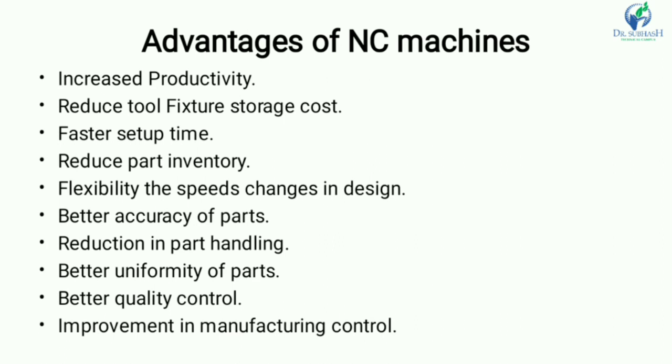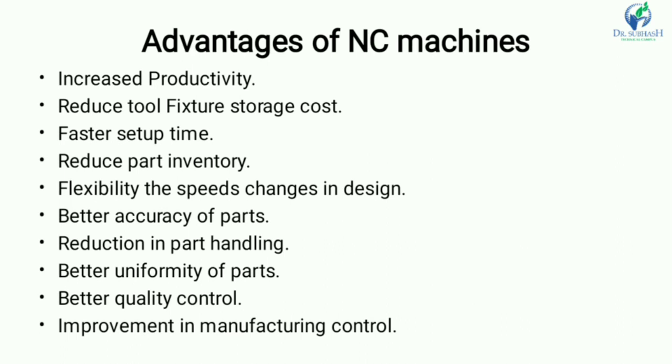Now, advantages of NC machines. It increases productivity, reduces tool and fixture storage cost, gives faster setup time, reduces part inventory, gives flexibility and speed in design changes, better accuracy of parts, reduction in part handling, better uniformity of parts, better quality control, and improvement in manufacturing controls. So these are the different advantages of NC machines.